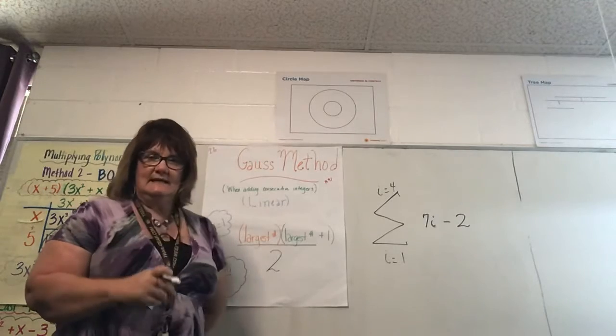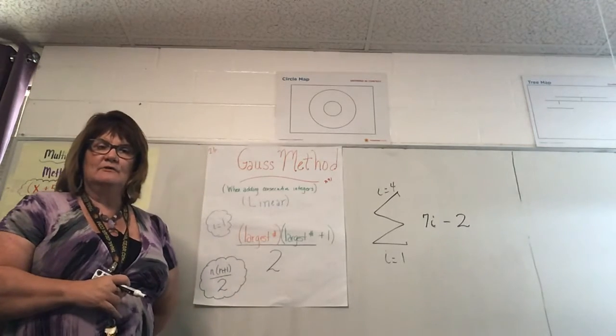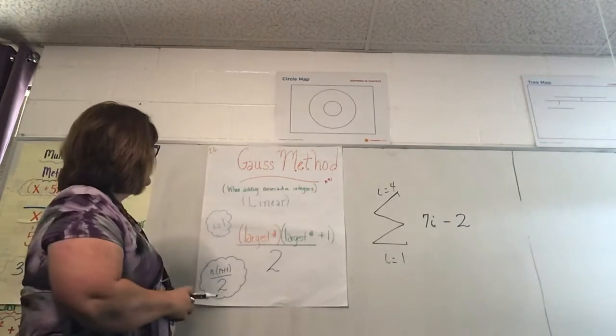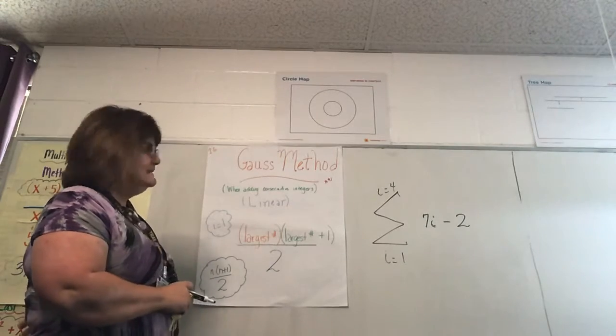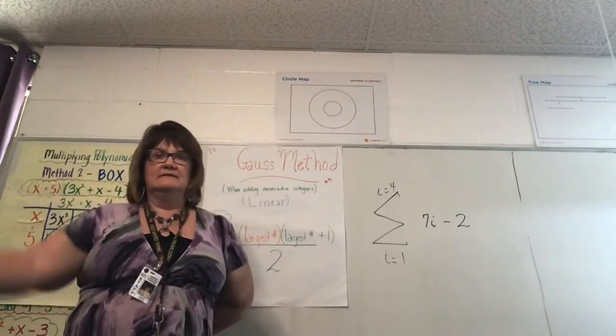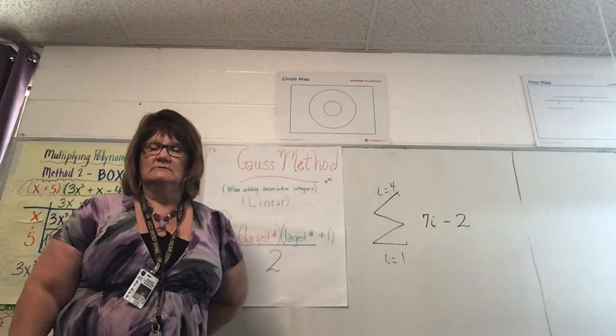This is 2.6, and a very famous guy created this method. It's called the Gauss method, and it's a shortcut. It's a great shortcut.